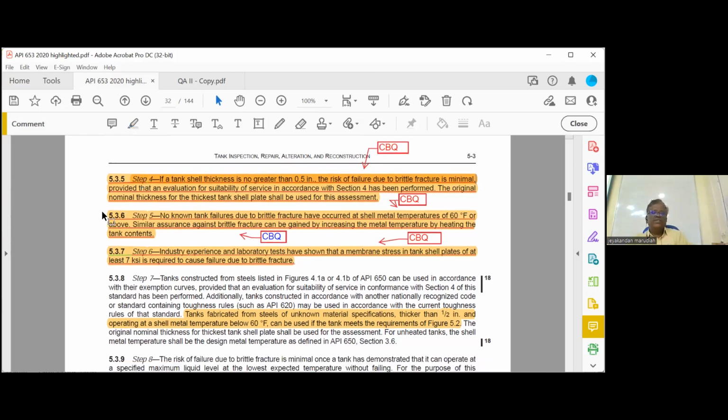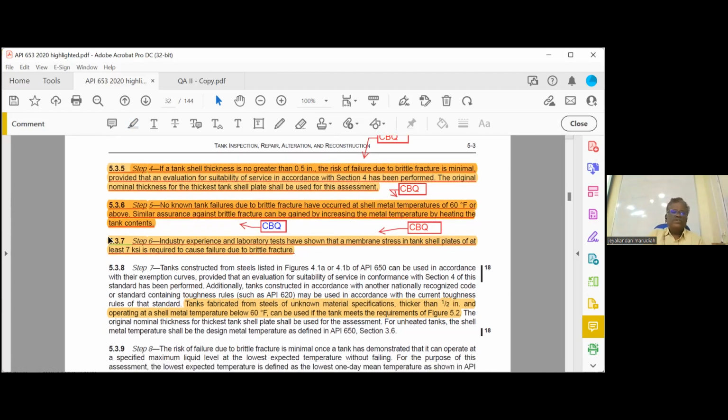Then 5.3.6, step 5: no known failures due to brittle fracture have occurred when the shell metal temperature is 60 degrees Fahrenheit or above. When the temperature is 60 and above, there will be no brittle failure. Similar assessments of brittle fracture can be made by increasing the metal temperature by heating the tank component. You can use heaters inside also.